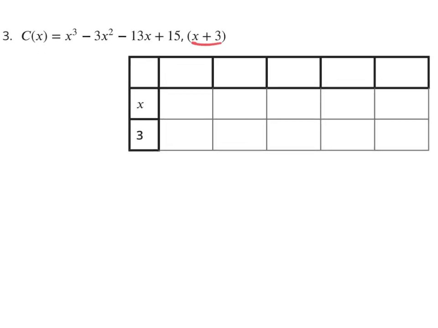They give us the x plus 3, but they don't give us anything else. So we know we got to get the x cubed. So x squared times x is x cubed. X squared times 3 is 3x squared. Okay, now we got to get the negative 3x.